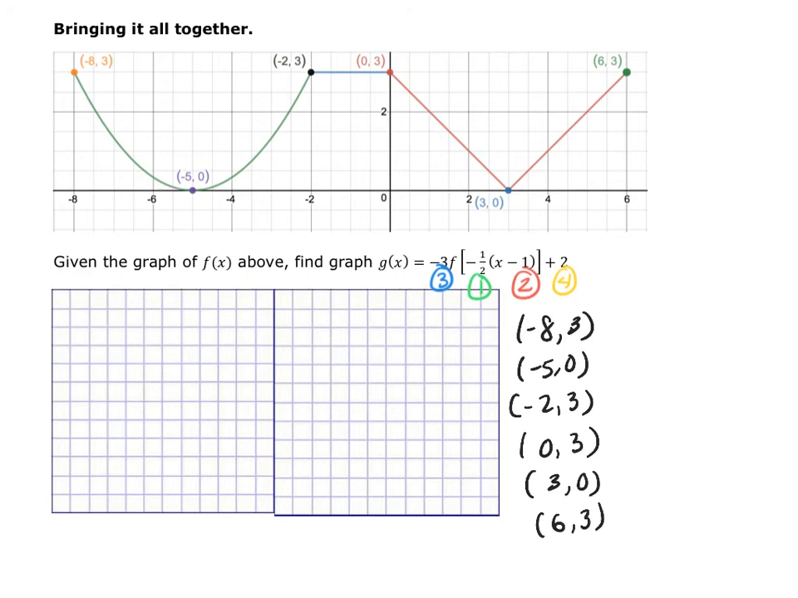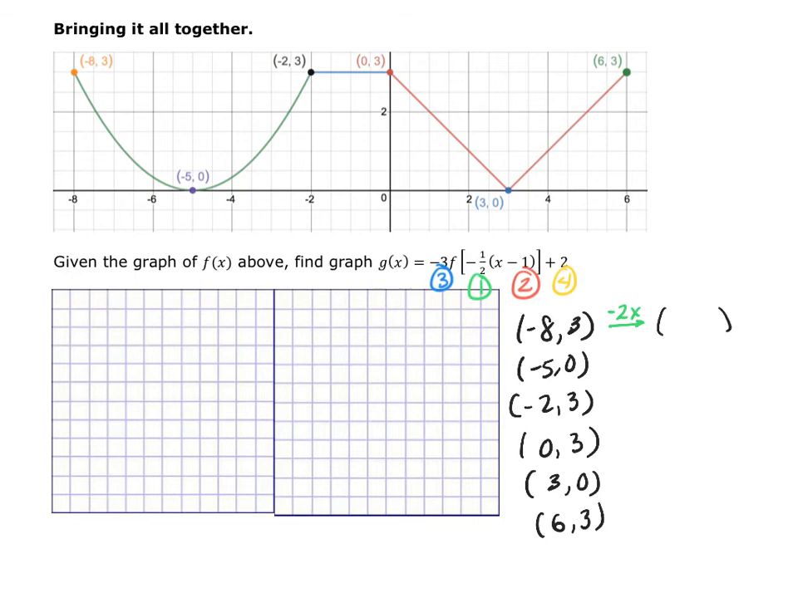So the first thing I would do is take all of my x's and multiply. The x is going to be multiplied by a negative reciprocal. Negative, because it's negative to begin with. So all my x's are going to be multiplied by a negative 2.